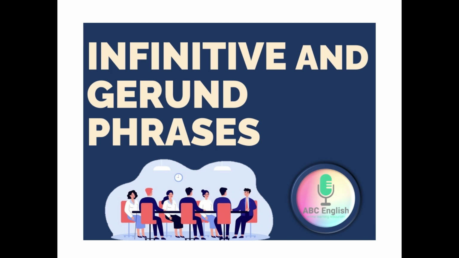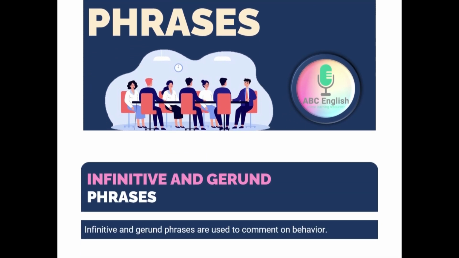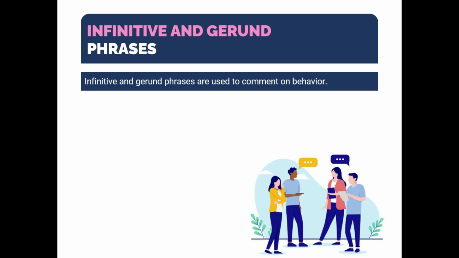Now we're going to cut to the chase and start with the first topic from Unit 5, infinitive and gerund phrases. Today, in particular, we will talk about human behavior in social contexts: what is appropriate to do in a social gathering and what is not. To do so, we're going to use infinitive and gerund phrases. Basically, we can send the same message in two different ways.